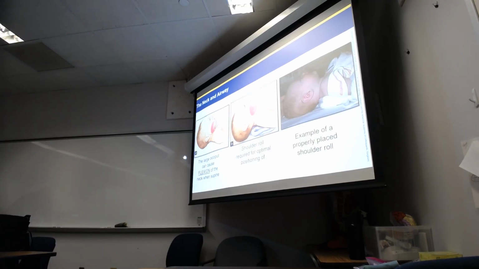This is what we talked about before with positioning. So the large occiput will allow them to kind of push their jaw to their chest, which will flex the neck and collapse the airway. And if you have an improperly placed shoulder roll, their head will be hyperextended and it'll collapse the opposite direction. So a properly placed towel roll will be just below the shoulder blades, below the occiput.